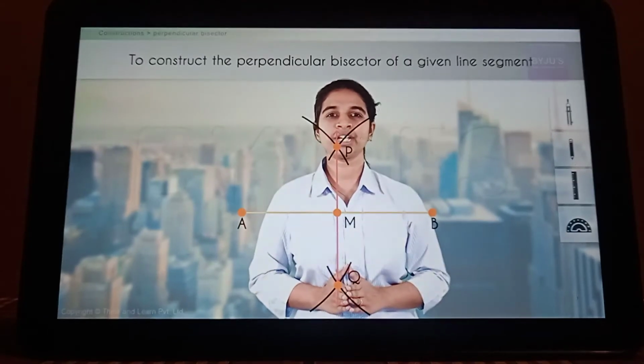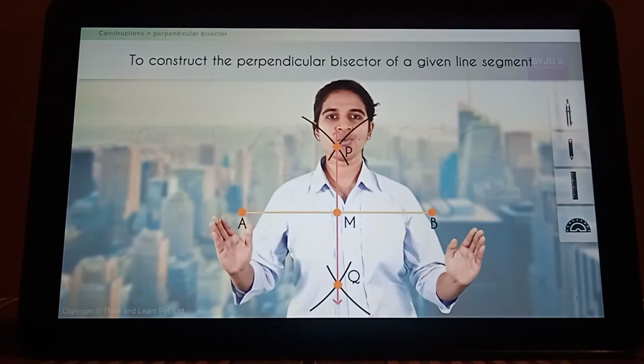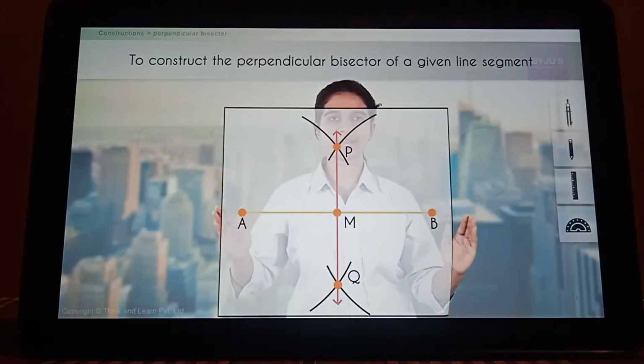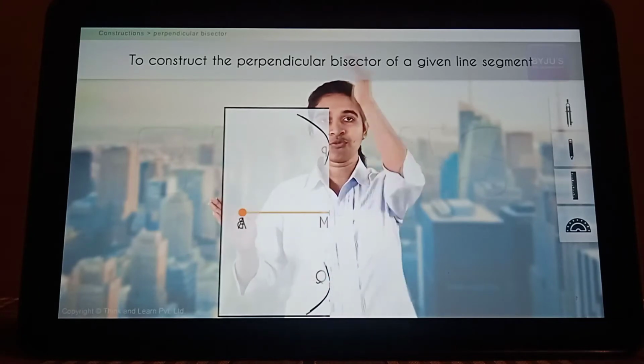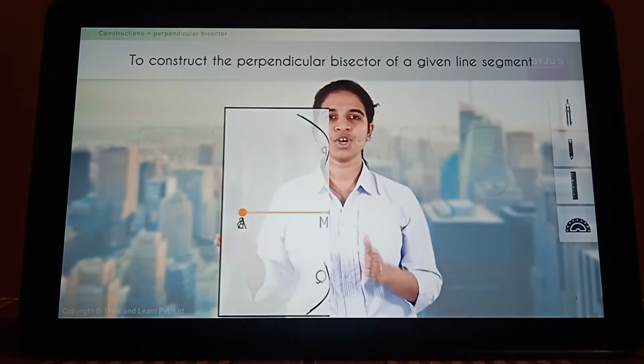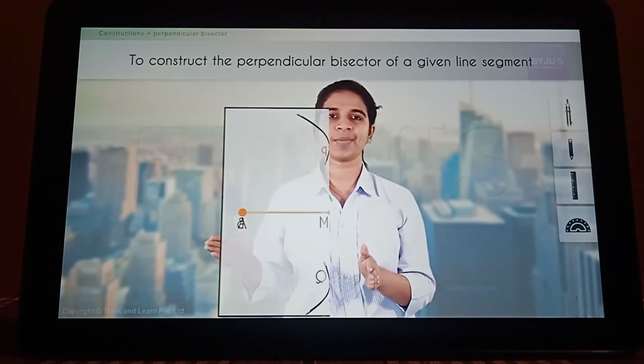Why is this the perpendicular bisector? Visually, as usual, let's first understand visually. What are we going to do? Put this on a piece of transparent paper and then fold it. When you fold it along the perpendicular bisector, you will see that AM and BM coincide perfectly with each other. Correct? That's why this is the perpendicular bisector.